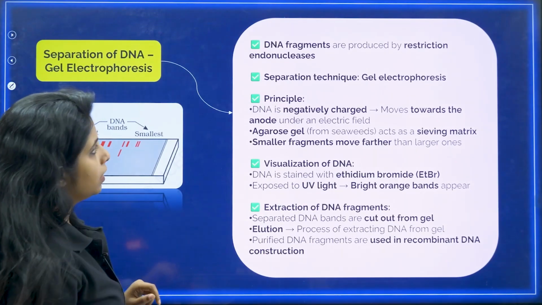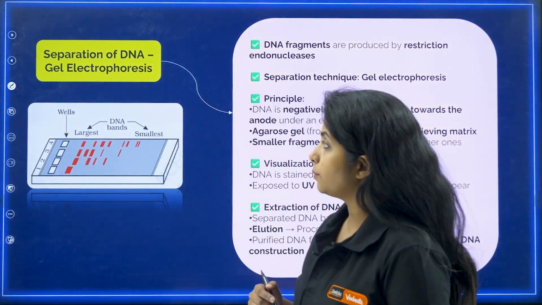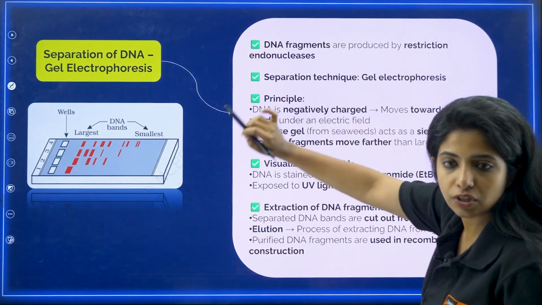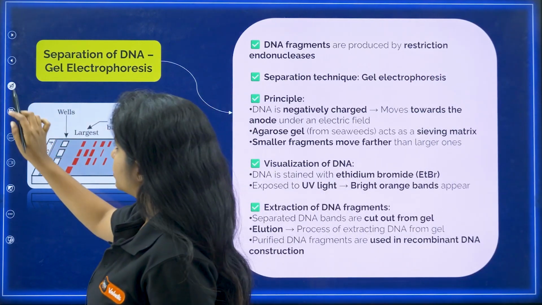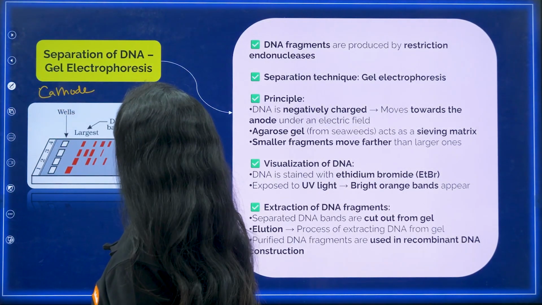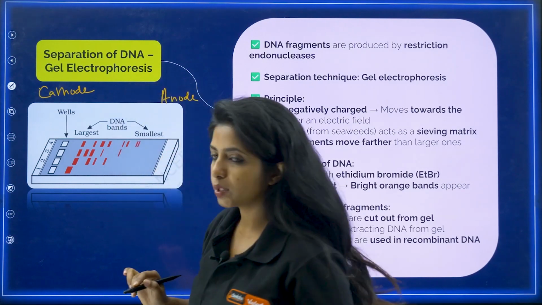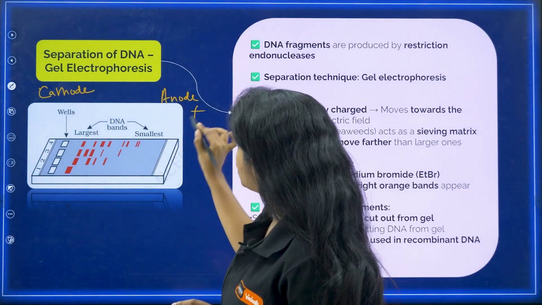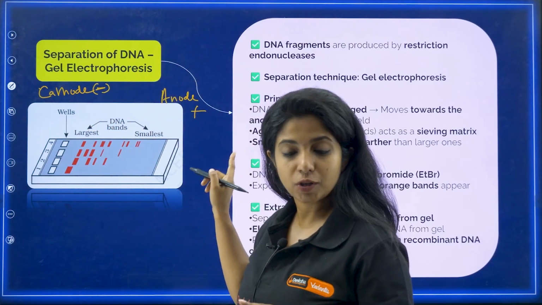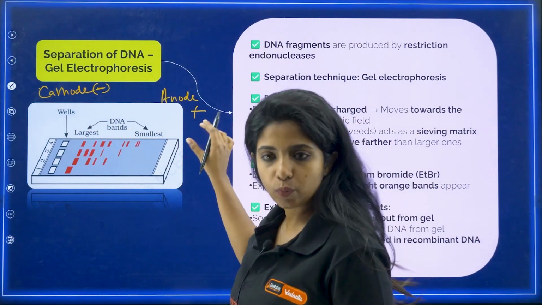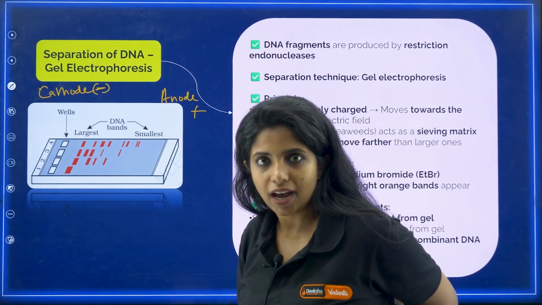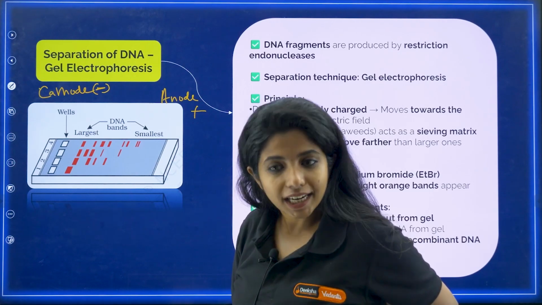So separation of DNA happens like this. DNA fragments are produced by restriction endonucleases, and this method is known as gel electrophoresis. There is a cathode at one end and an anode at the other end. Anode is positively charged, cathode is negatively charged. Anion is negatively charged and cation is positively charged, but here it's opposite. DNA, what charge does it have? It has negative charge, my dear children.